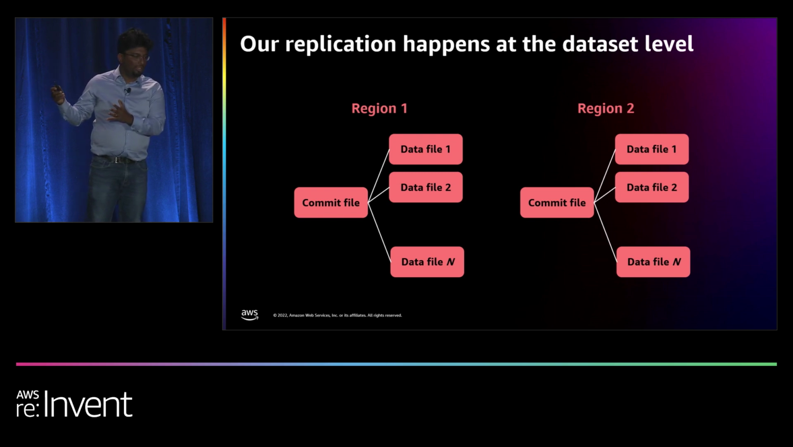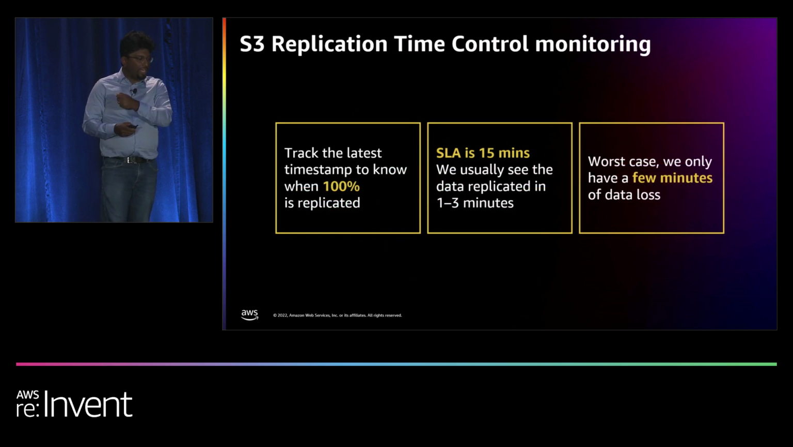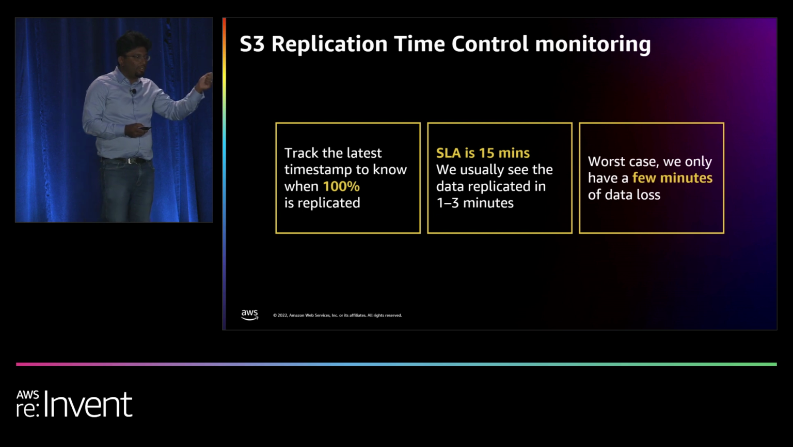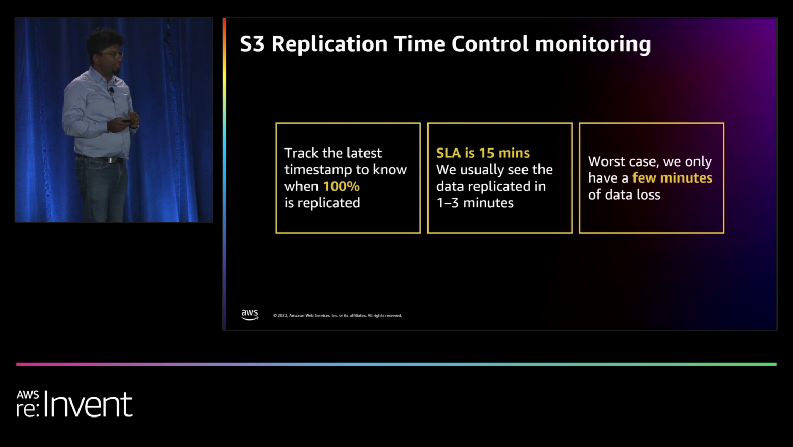data set is available. To do this, we use the replication time control hooks to understand the latest timestamp of the commit because we ensure that the commit is finally written in a transactional way. And then we try to replicate it across 2 regions, and we check the second region. The SLA we get from replication time control is 15 minutes, but we typically see the data is replicated in 1 to 2 minutes. And this is great for us because in case we have a region loss, our data is only lost in the last 3 minutes, and we can recompute it because we can rerun the compute models. This is excellent for us.